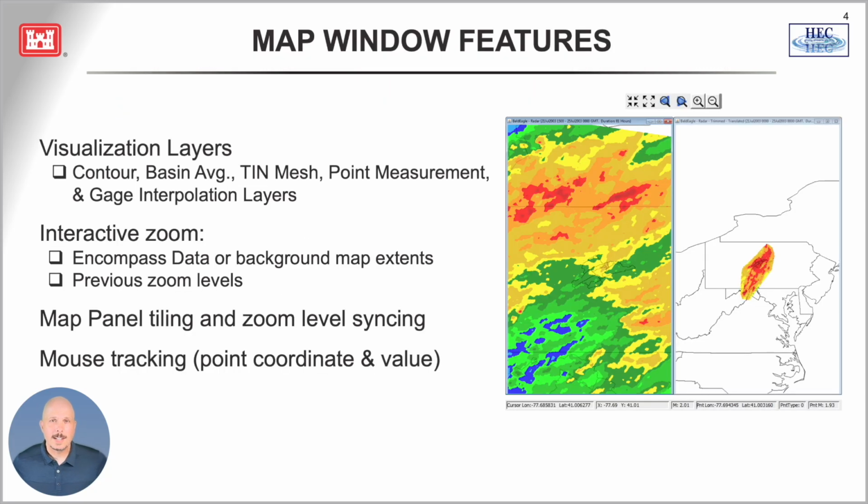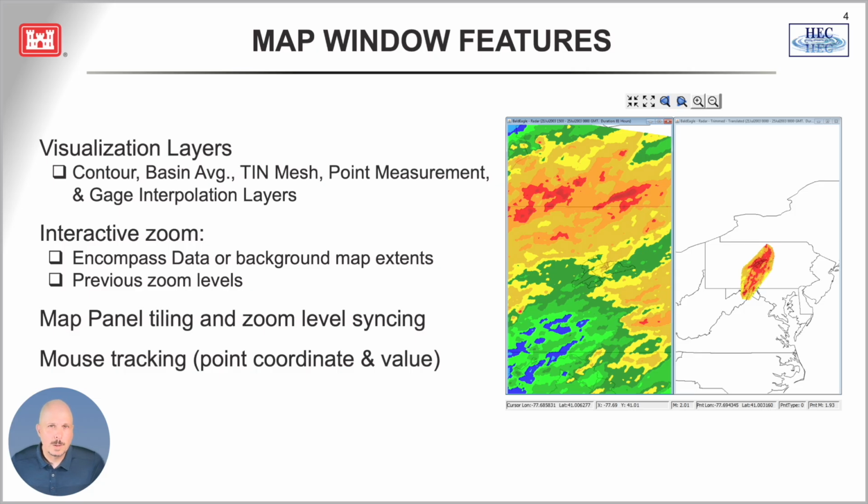A few things to highlight about map window features. There's a variety of interactive zoom tools, including forward or backward cycling through the zoom level history. There's also the ability to automatically zoom to the spatial extents of either the background map or the data. Map windows can be automatically tiled to look at them side by side. This is particularly useful when comparing different events or data products for the same watershed.